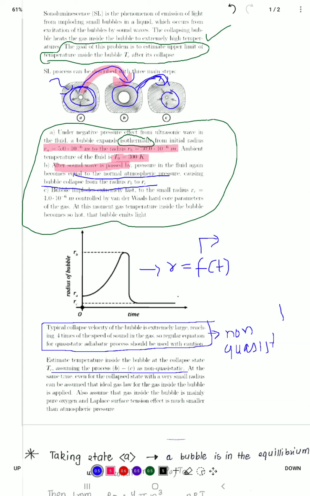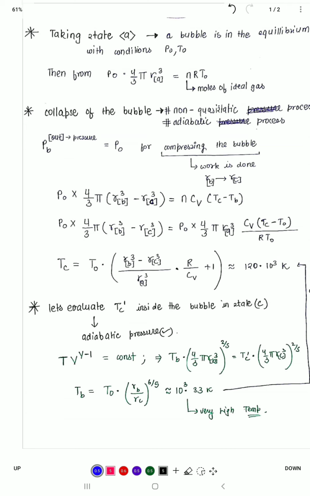At the same time, even for the collapsed state with a very small radius, the ideal gas law can be assumed to apply for the gas inside the bubble. So we will just apply the ideal gas law and not the van der Waals gas law, otherwise the question will be really hardcore. Assume that the gas inside the bubble is mainly pure oxygen, so the Laplace surface tension effect is much smaller, and we can just neglect that effect. So here is the solution of the problem.